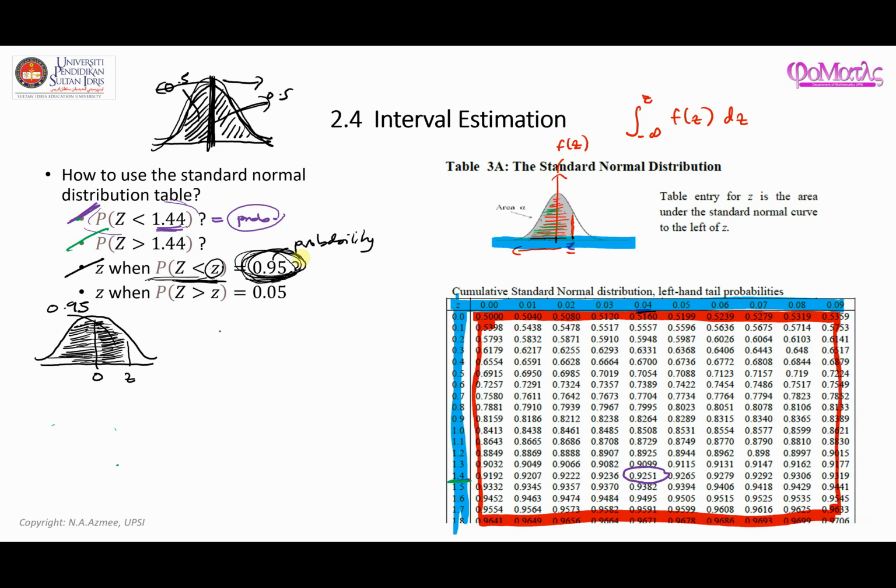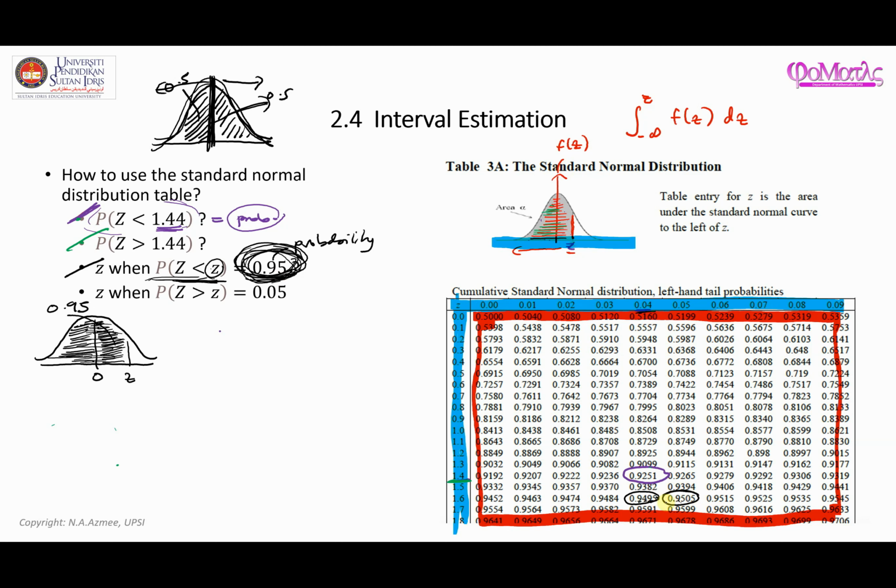So what you can do is you can just simply search for 0.95 inside the table here. So where is 0.95? 0.95 is closer to either this one or this one. So they are both equally close to the value of 0.95. So you can just choose either one of these.